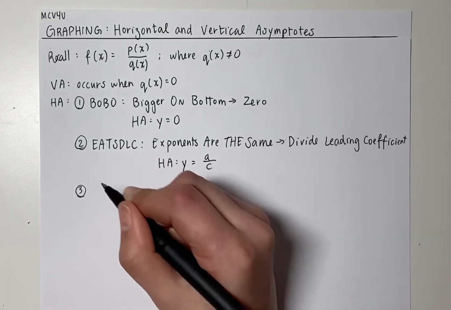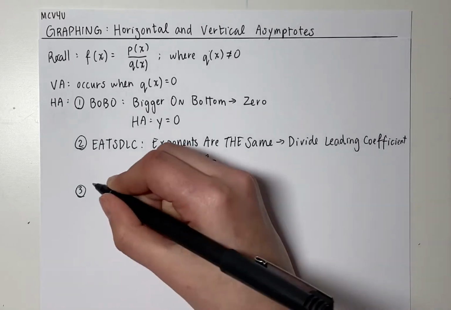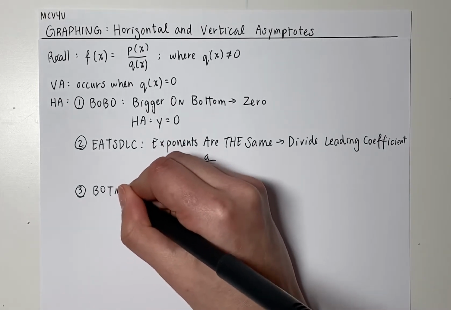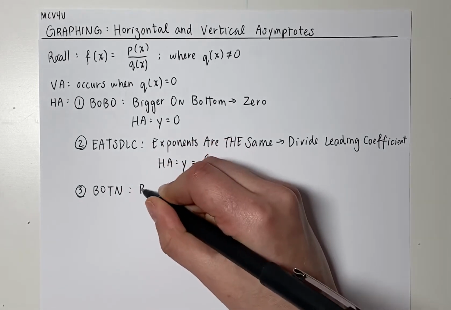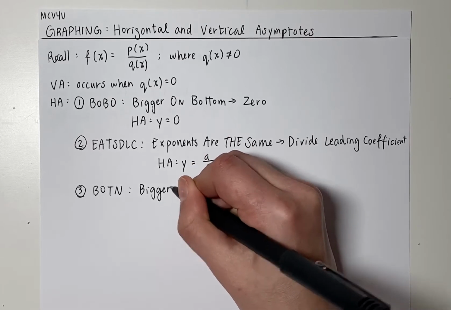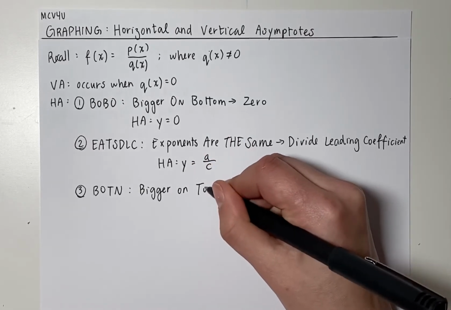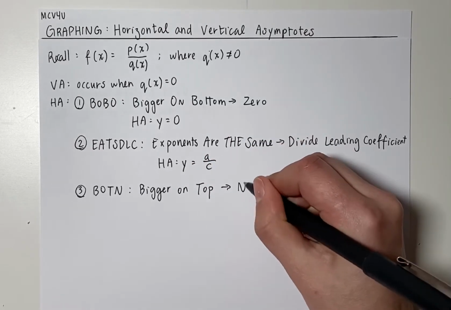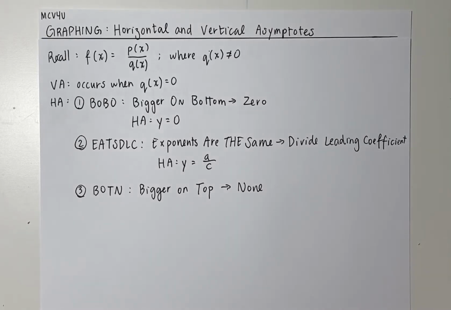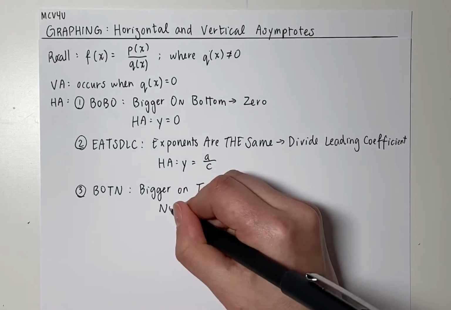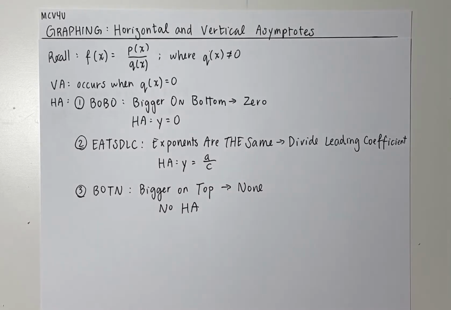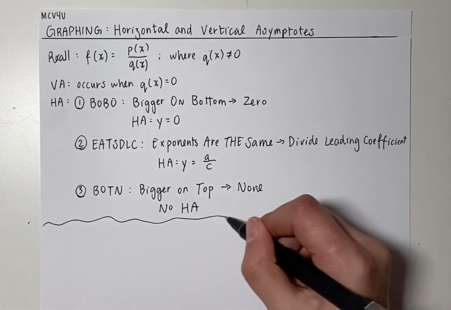And the third and final one, BOTN: bigger on top, none. So if the exponent, or the greatest exponent in the numerator, is bigger than the one in the denominator, then there's simply no horizontal asymptote. So that was a good review.